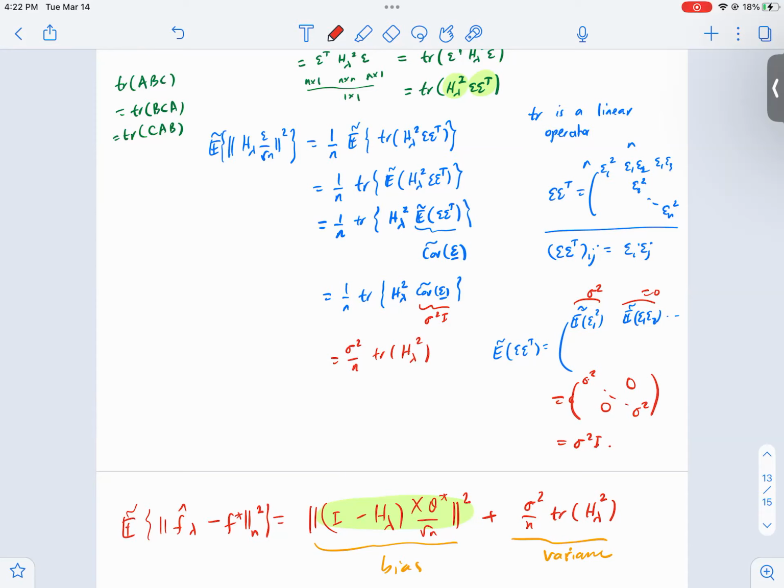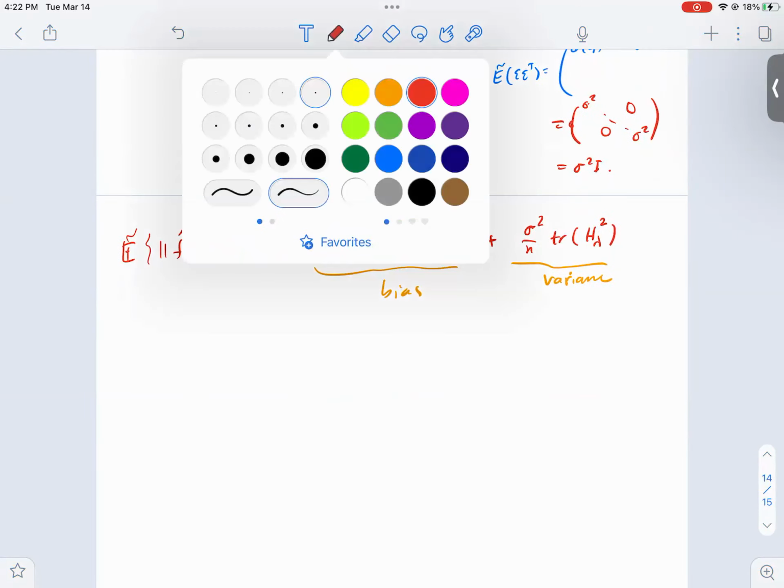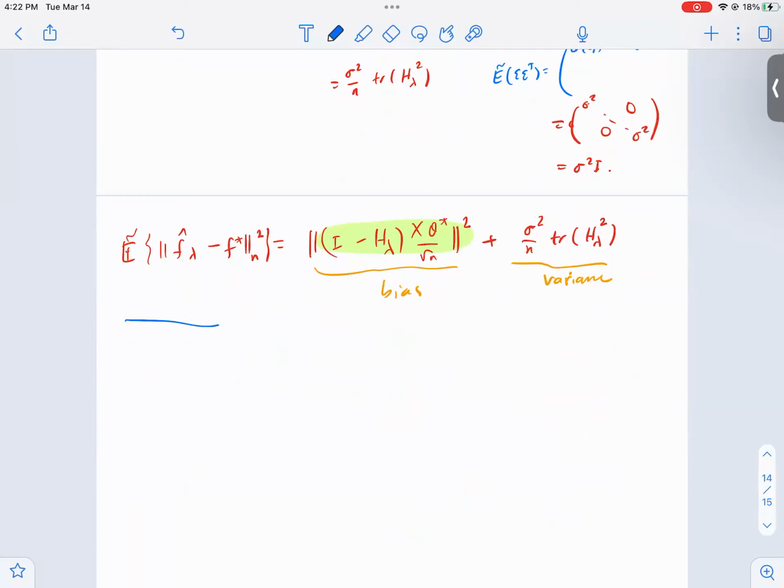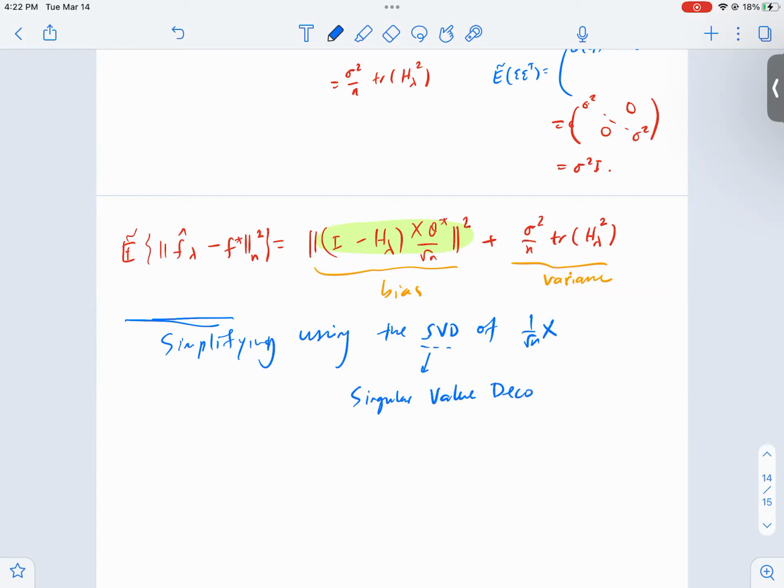Questions? So this is our semi-final result. You can work with this. But I want to do a little bit of simplification, and also introduce you to this idea of simplifying using the SVD of 1 over root n X. SVD stands for singular value decomposition.